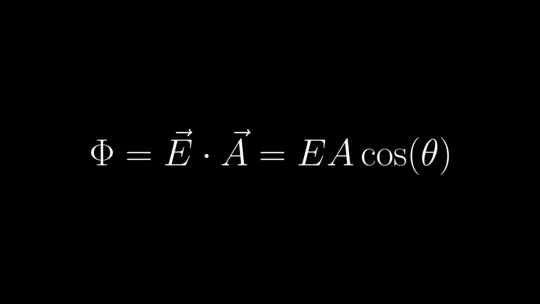We can see this in the simple definition for the dot product, which is simply the two magnitudes of the vectors multiplied by the cosine of the angle between them. So when the two vectors are facing opposite directions, the cosine of that angle is -1. And when the area vector and the field vector are in the same direction, you get +1.